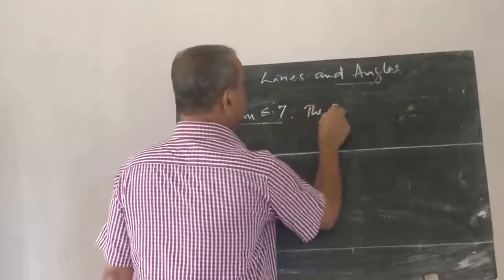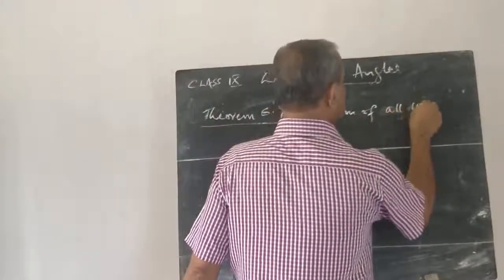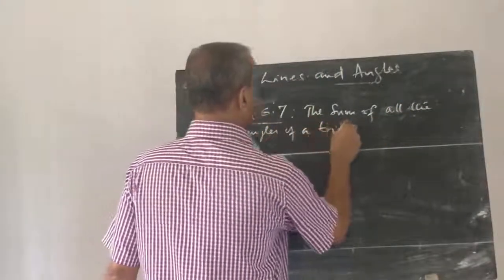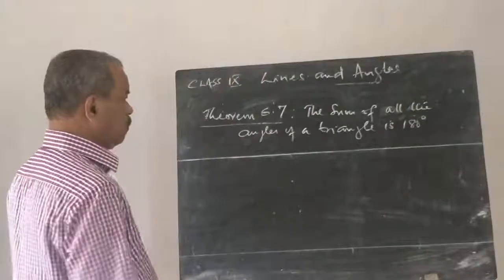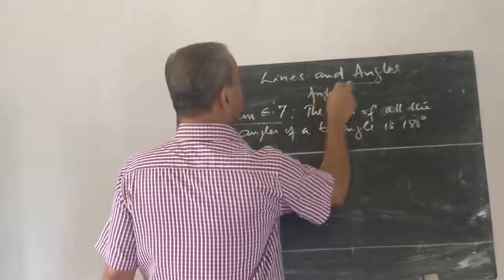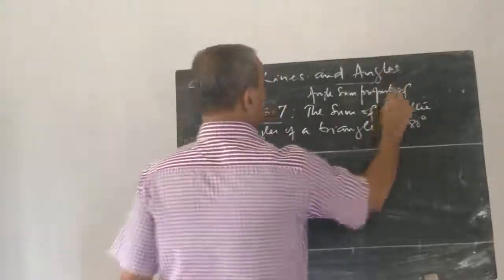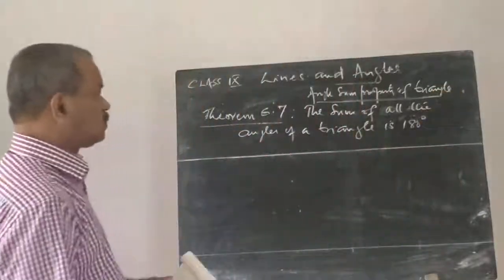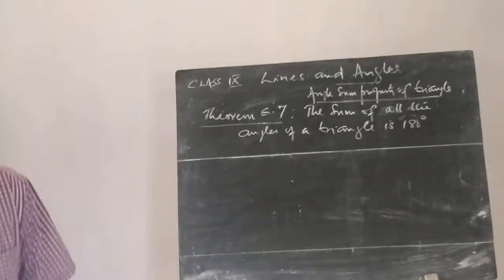The sum of all the angles of a triangle is 180. This theorem is called angle sum property of triangle. The sum of all the angles, meaning interior angles, of a triangle is 180 degrees.